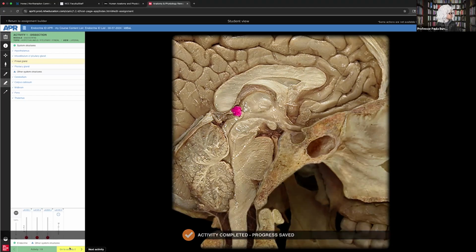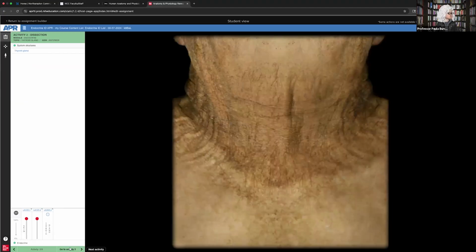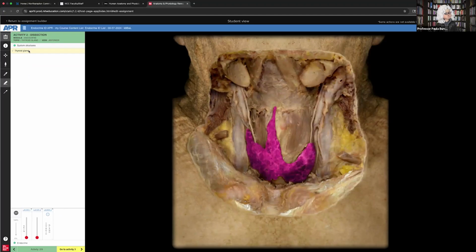Let's go to Activity 2. In Activity 2, we're going to look at the thyroid gland. The thyroid gland is going to be at the base of the throat. So we're looking at the cadaver throat here. And right there it is. It will have 2 lobes.